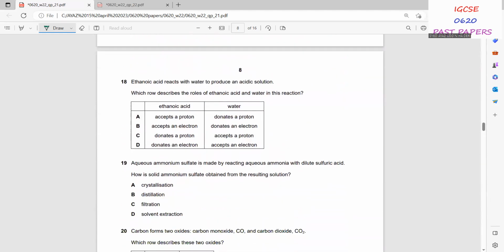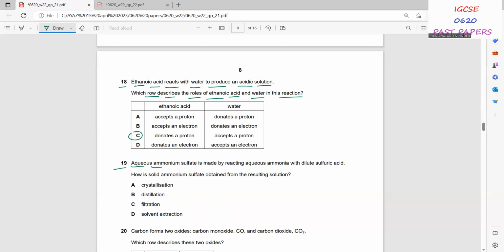Number 18. Ethanoic acid reacts with water to produce an acidic solution. Which row describes the roles of ethanoic acid and water in this reaction? Ethanoic acid is an acid, so it donates a proton. And water will be acting as a base, it will accept protons. So C will be the right answer for this question.